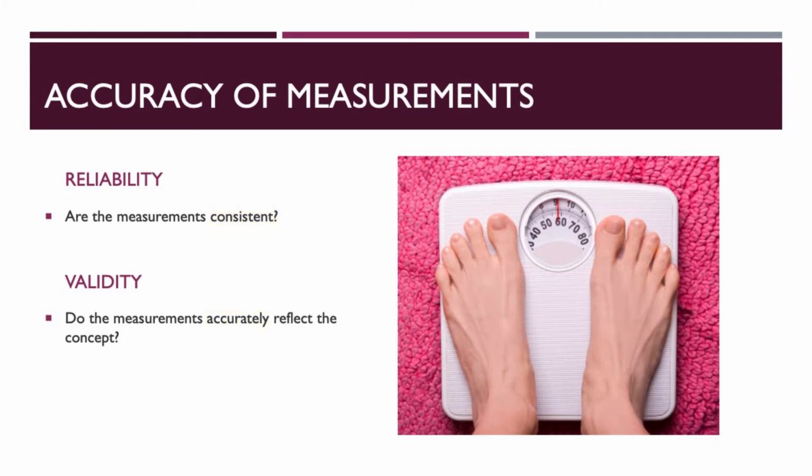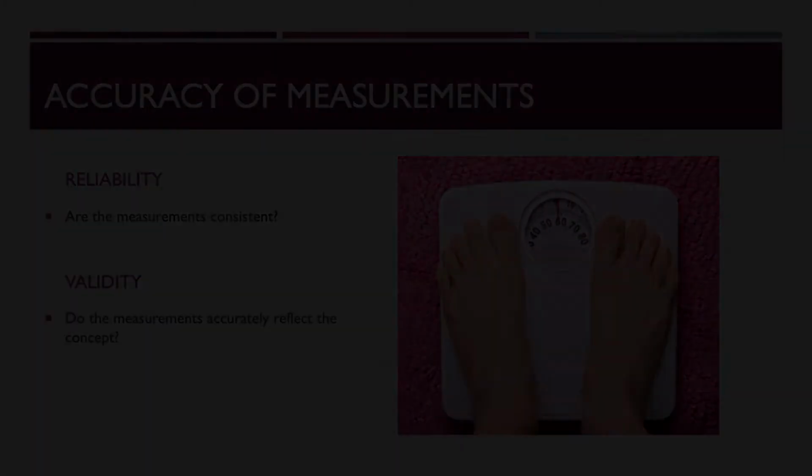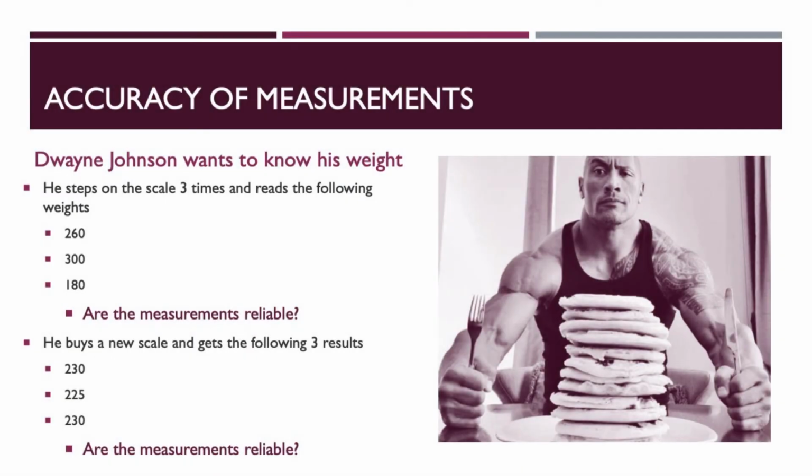So let's take a deep dive into reliability. So let's say that Dwayne Johnson wants to know his weight. He steps on a scale 3 times and it reads the following weights each time: 260 pounds, 300 pounds, and 180 pounds. So the first thing that we have to ask ourselves is that a reliable measurement? Is it consistent? Obviously, it's not consistent at all. It ranges anywhere from 180 pounds to 300 pounds. Those are very inconsistent measurements.